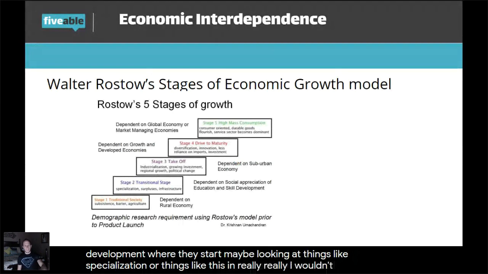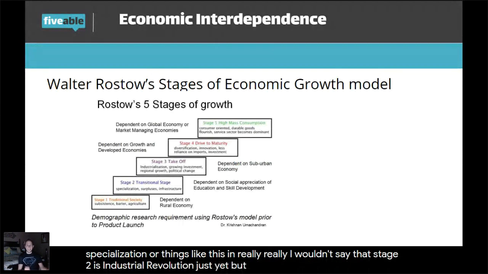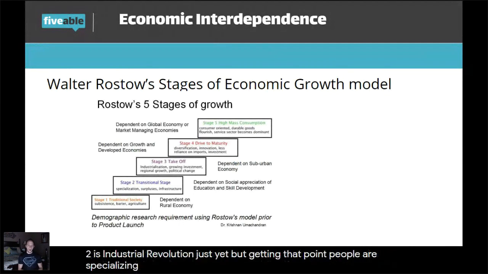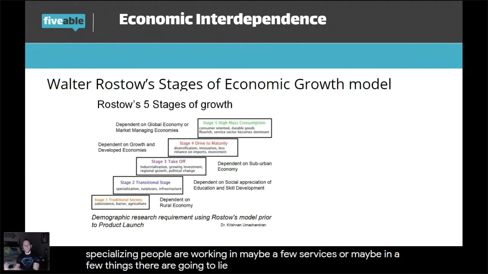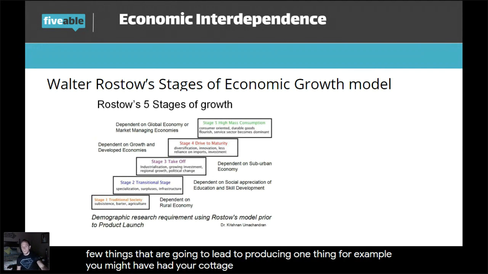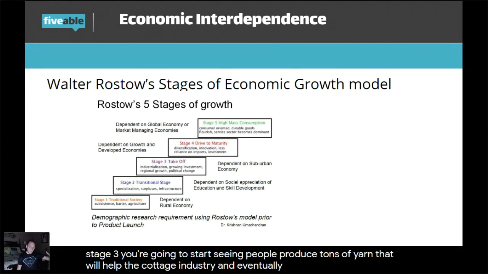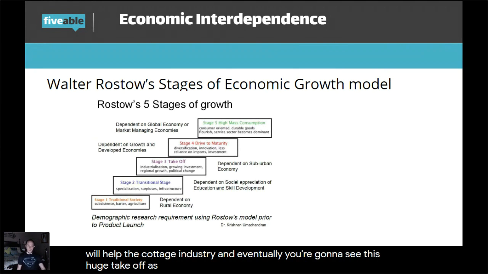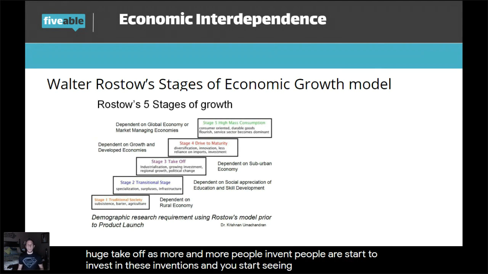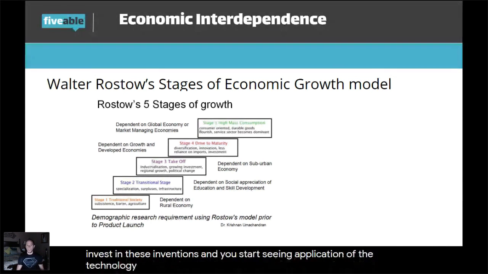Really, I wouldn't say that stage two is the Industrial Revolution just yet, but it's getting to that point. People are specializing. People are working in maybe a few services or a few things that are going to lead to producing one thing. For example, you might have had your cottage industry of textiles. Then eventually at stage three, you're going to start seeing people produce tons of yarn that will help the cottage industry. And eventually you're going to see this huge takeoff as more and more people invent. People will start to invest in these inventions, and you start seeing application of the technology of these inventions in other places.